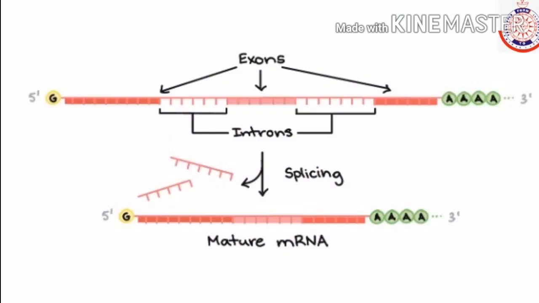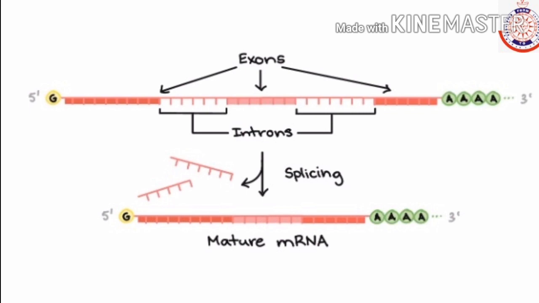Students, now in this diagram you can see that at the 5 prime end a methylated guanine cap is present, and at the 3 prime end a polyadenylate tail, meaning adenine residues, and it also has the intron sequence. So it is known as the pre-mRNA transcript, or you can also say hnRNA.